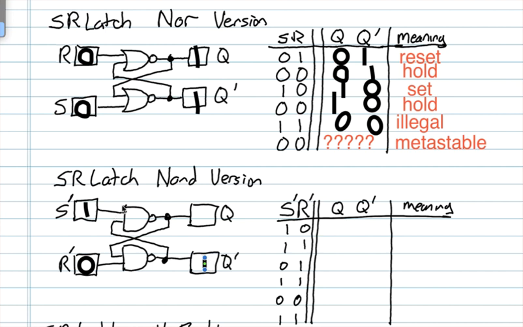Now, I have two 1s on the input here. The AND will give me a 1, negated will give me a 0. So that means Q becomes a 0 and Q prime becomes a 1. And the meaning of this is that we have just done a reset.